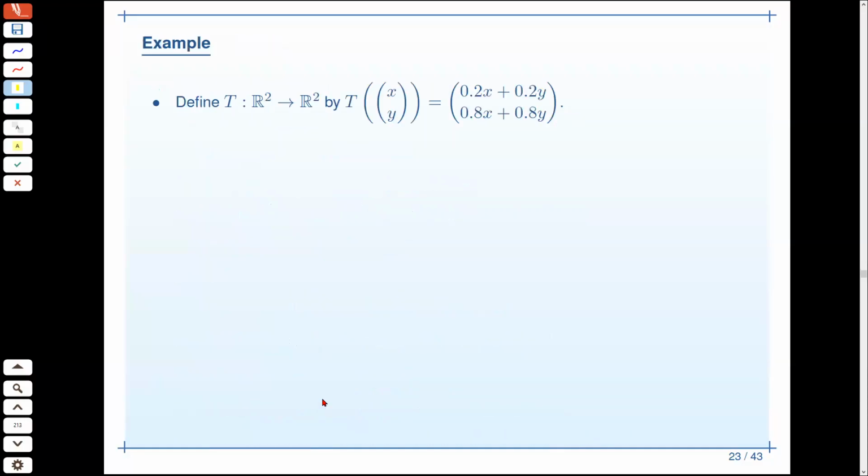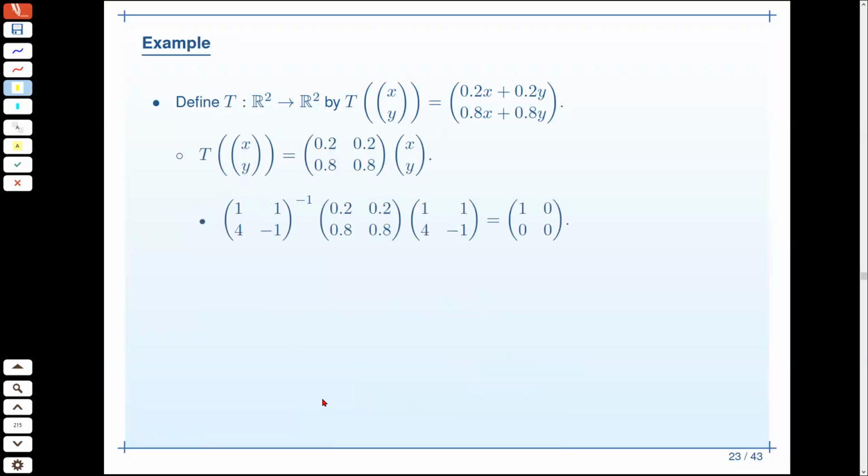For example, suppose T is the following linear transformation, obviously linear, right? It sends (x, y) to (0.2x + 0.2y, 0.8x + 0.8y). So the standard matrix, I think everyone can write, right? A is this matrix, and you can easily diagonalize it, which I leave to you. You can diagonalize the matrix by the matrix P, whose first column is (1, 4) and second column is (1, -1), with the diagonal entries 1 and 0.